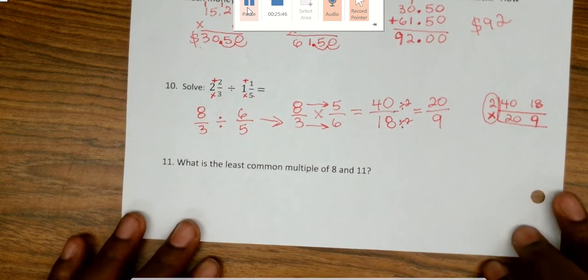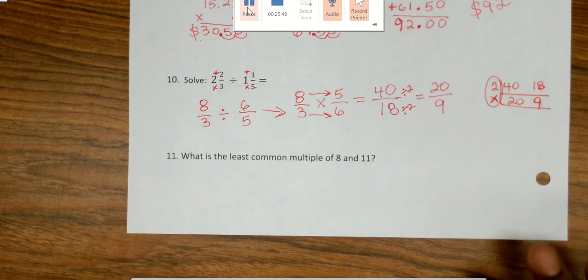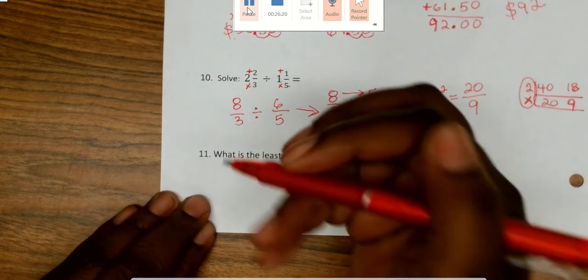All right, so now number 11, what is the least common multiple of 8 and 11? All right, so guys, I'm going to do the listing method here. Let me tell you why I'm not going to do the ladder method. Because 8 and 11 have nothing in common. No factors in common because 11 is a prime number. That means only 1 and 11 can go into it. So the ladder method, we're not going to mess with it. We're going to do the listing method only here.